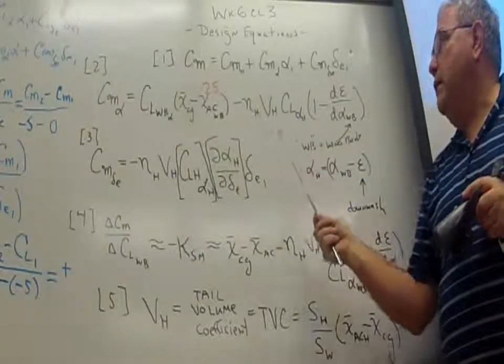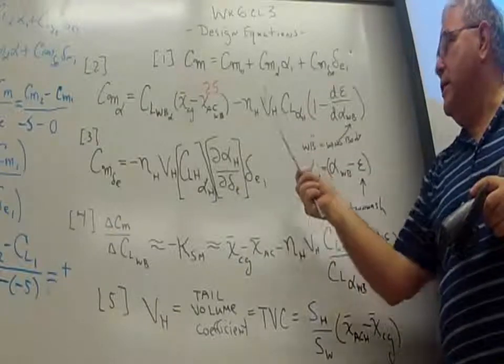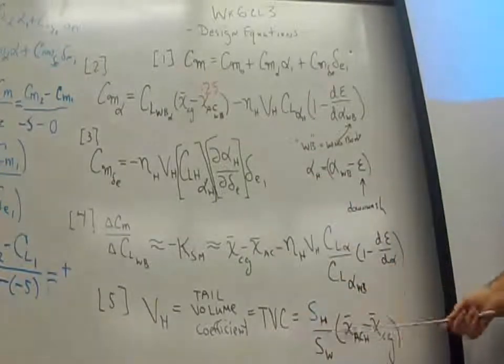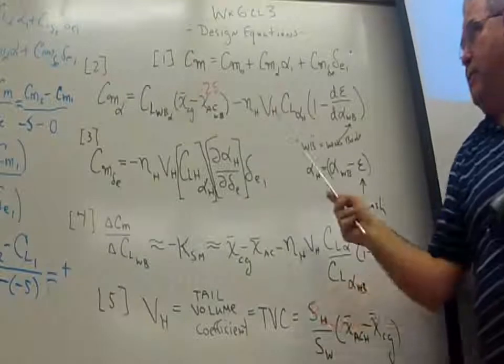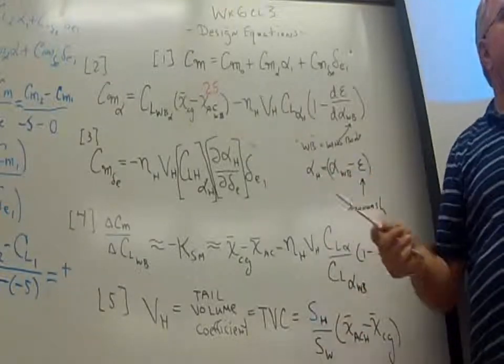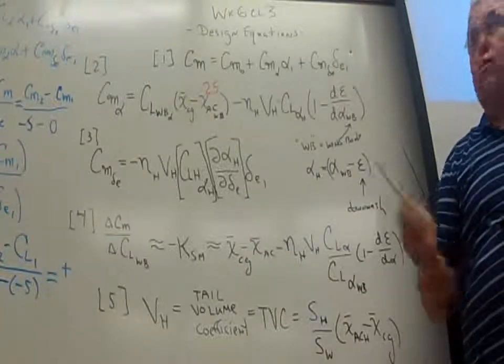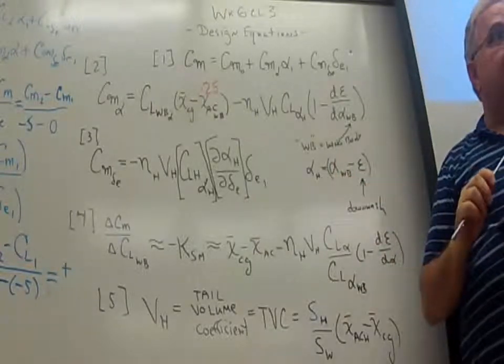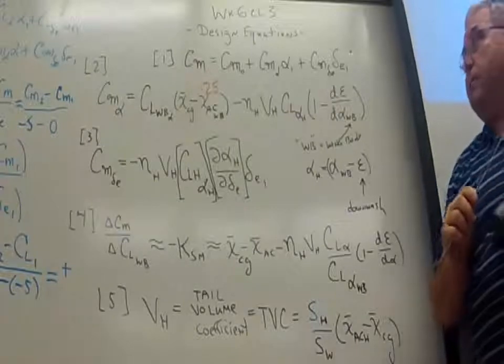This is called the tail volume coefficient, TVC. And it's got its own formula down here. So I'm going to put that in your pocket for now. This tail volume coefficient, that's a primary design parameter that we're going to be working with. You want to minimize that for your design. Right? You want to make the tail as small as possible.